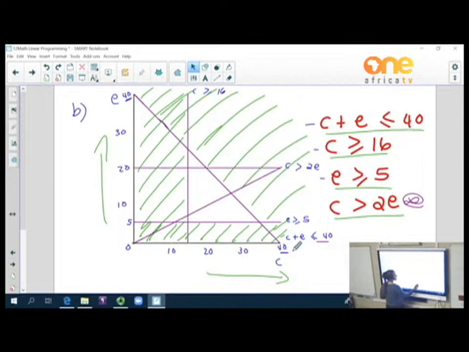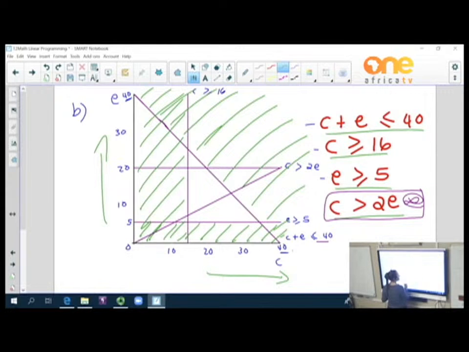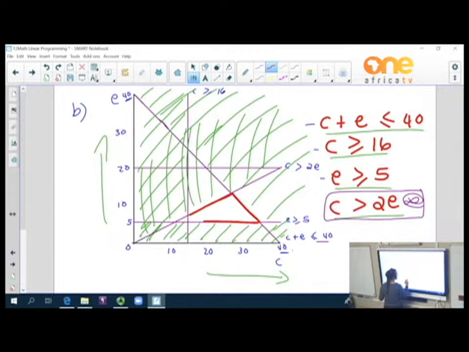So when one is 40, the other one can only be 20. So that is this C is more than 2E. And then we need to shade our unwanted regions. Again, C is more than 2E. So that will be this part. Which means for the wanted region, we are left with this little part here in the center.